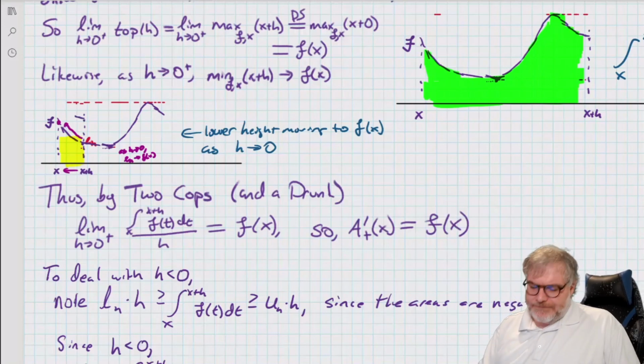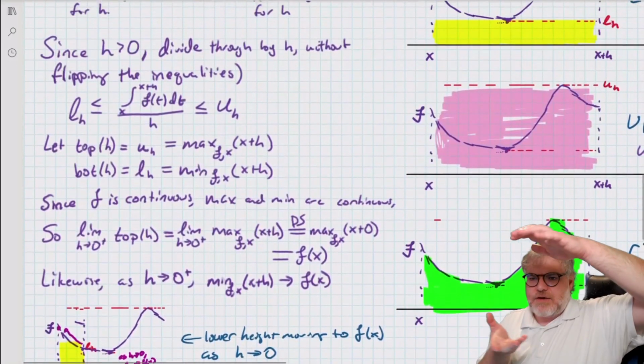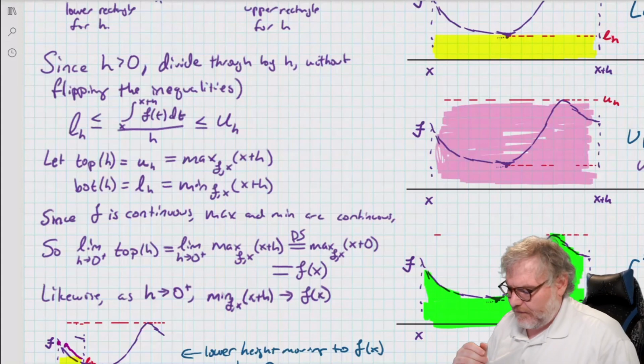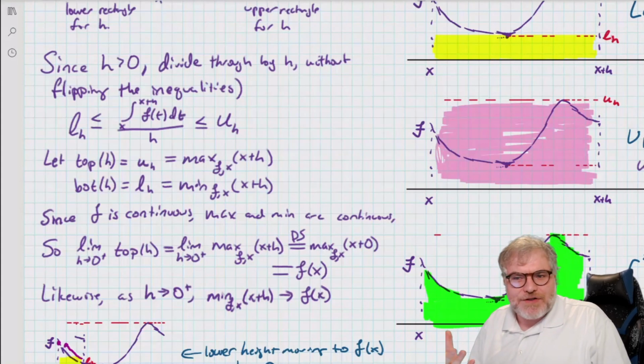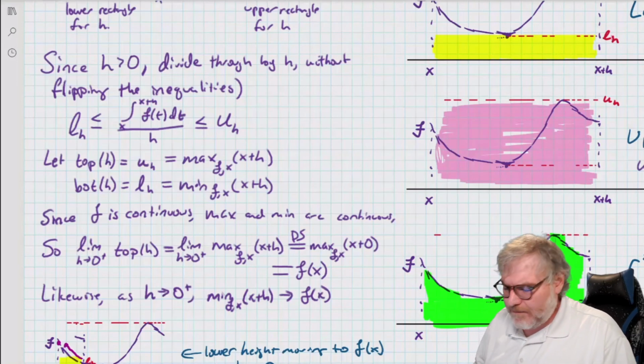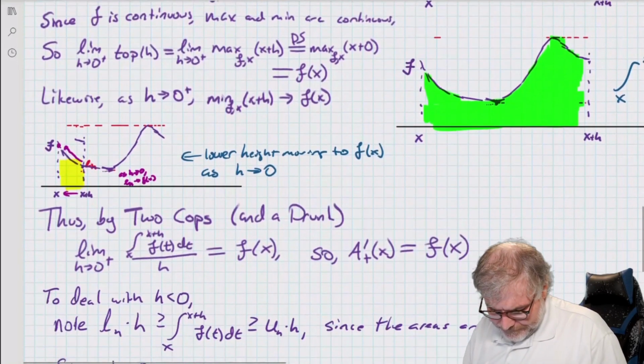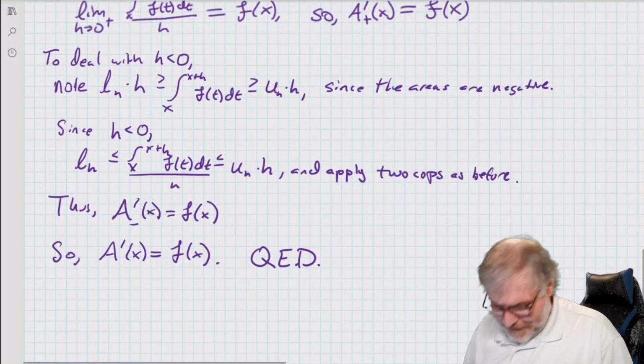So what I did was I took the upper rectangle and the lower rectangle, and then I just moved h to 0, which means x plus h went all the way back to x. And when I did that, the upper and lower rectangles both head to the same place. They both head to f of x, which means the derivative was simply f of x. So I used this thing, two cops and a drunk, from the very beginning, and I just shoved everything back over. That's very cool, isn't it?